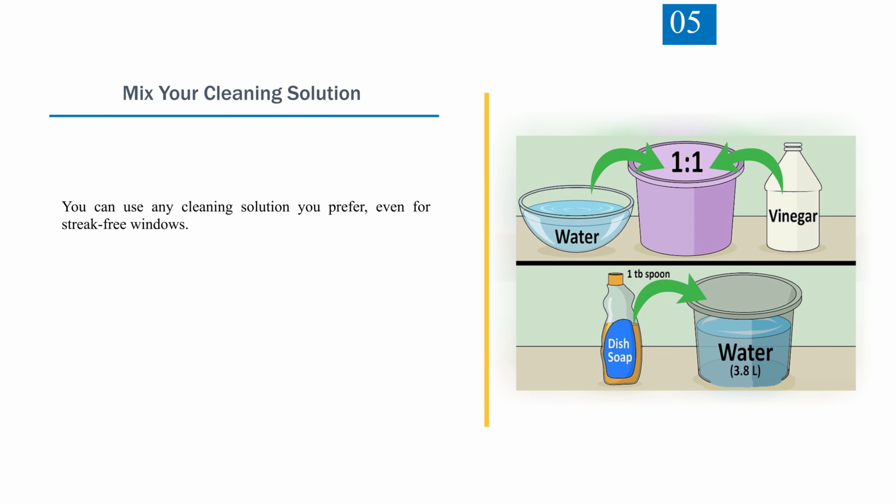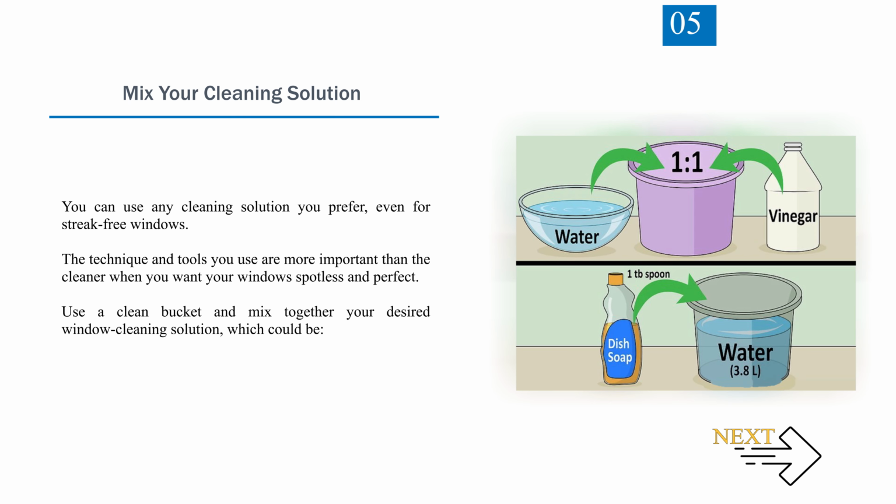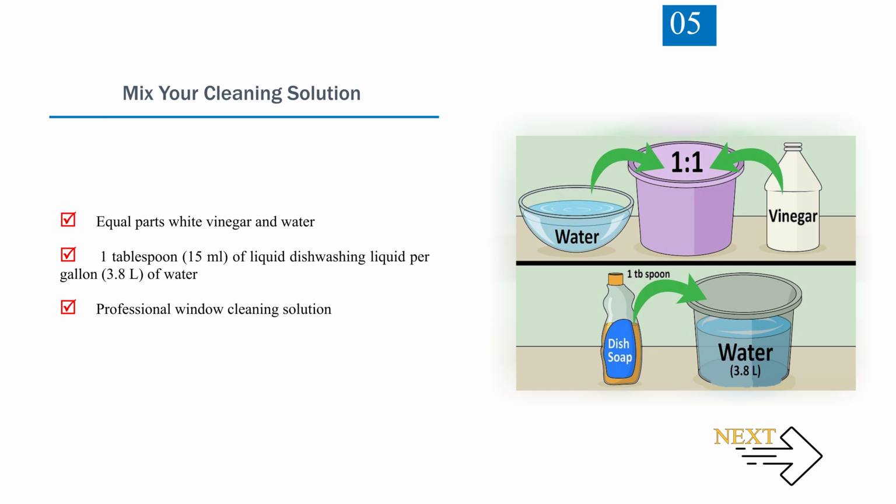Number 5. Mix your cleaning solution. You can use any cleaning solution you prefer, even for streak-free windows. The technique and tools you use are more important than the cleaner when you want your window spotless and perfect. Use a clean bucket and mix together your desired window cleaning solution, which could be equal parts white vinegar and water, 1 tablespoon (15 milliliters) of liquid dishwashing liquid per gallon (3.8 L) of water, or professional window cleaning solution.